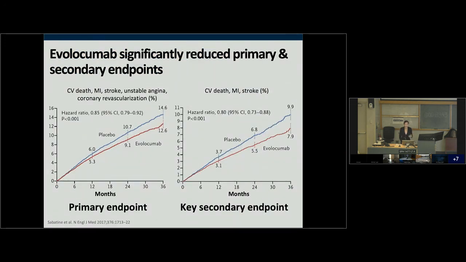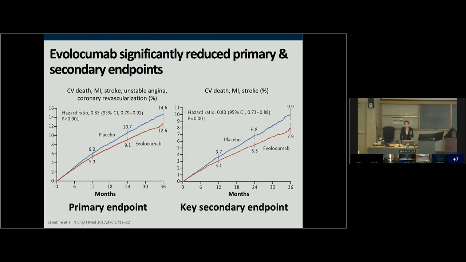Now, that can be great, that LDL comes down. What about hard endpoints? Would that be significant? And the answer is yes. This study looked at, as their primary endpoint, CV death, MI, stroke, unstable angina requiring hospitalization, and also coronary revascularization. The red line represents the Evolocumab, or the PCSK9 inhibitor group, whereas the blue line represents the placebo group. And you can see there was a relative risk reduction of about 15% in that primary endpoint with Evolocumab, going out to about 3 years.